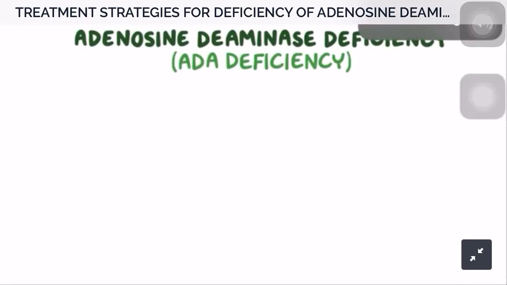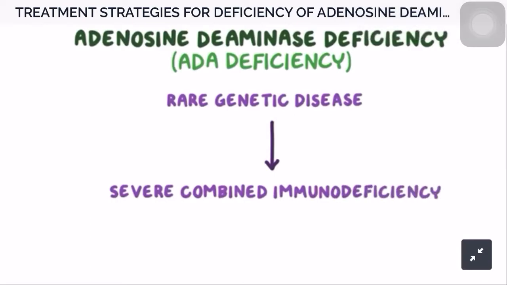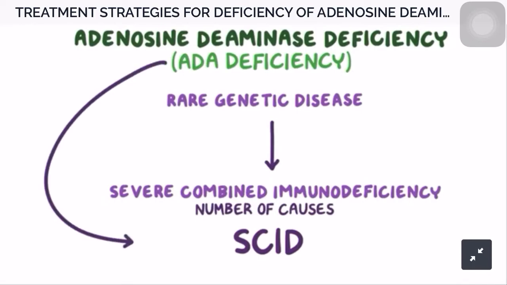Adenosine deaminase deficiency, or ADA deficiency, is a rare genetic disease that results in severe combined immunodeficiency, or SCID for short. SCID can be caused by a number of causes, so this particular variation is called ADA SCID. Let's take a step back.